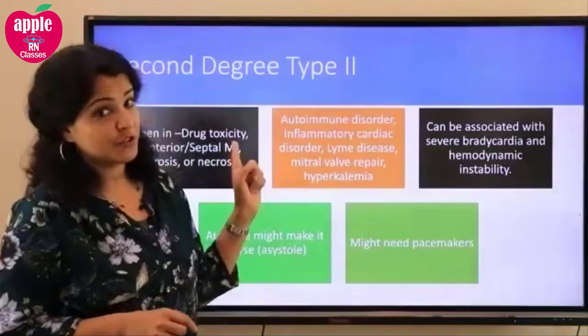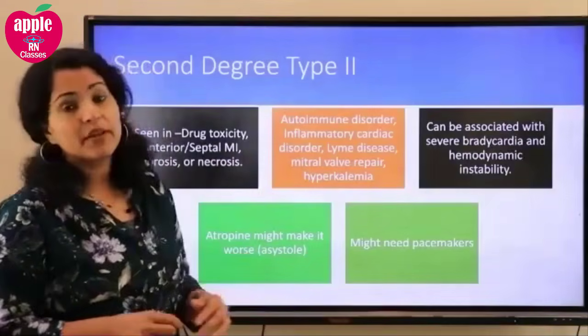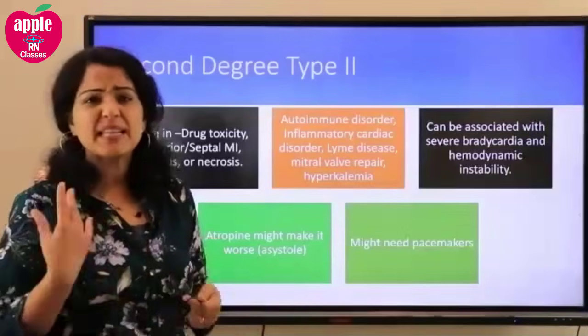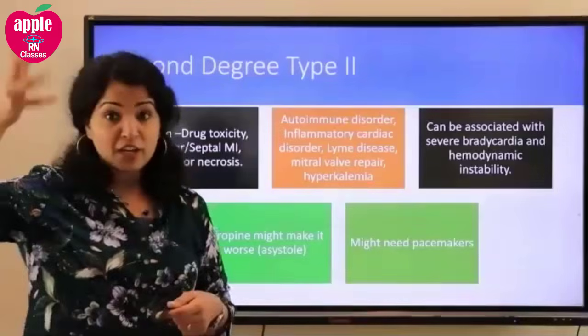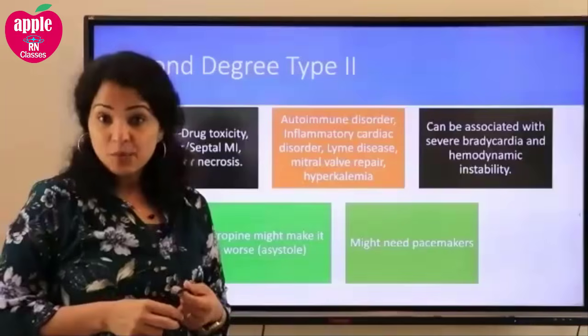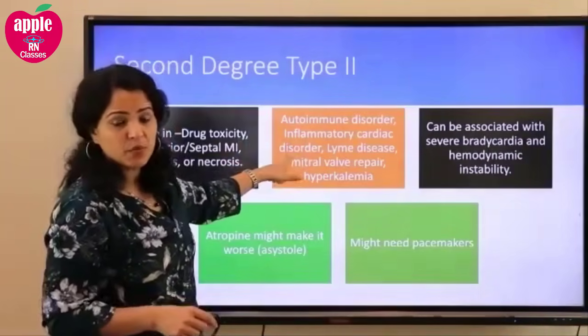Hyperkalemia, we saw that too, right? In first degree also it can happen. So it can happen here too. Hyperkalemia is always a problem, because it messes up the cardiac rhythm and the action potential, everything is messed up when there is a high potassium level. So that's one. But these are some of the things which are very important.